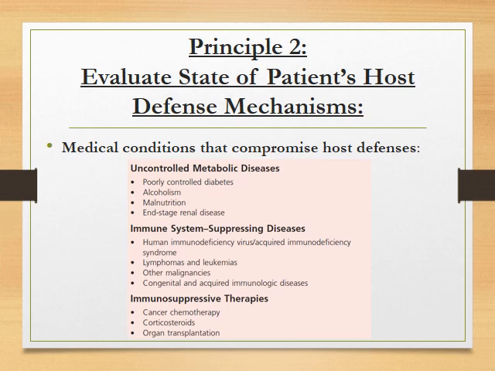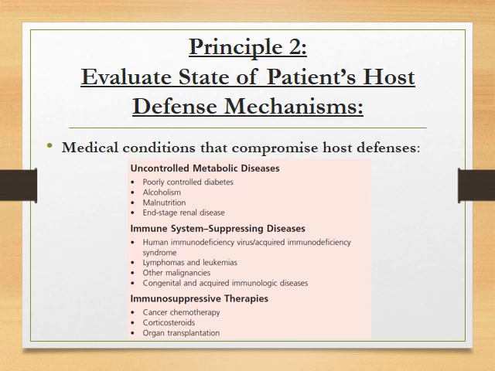So to manage their infection more effectively, it is important to be able to identify those immunocompromised patients and how to deal with them. What are the medical conditions that can cause compromisation of host defense? First, uncontrolled metabolic diseases like what? Like poorly controlled diabetes, alcoholism with malnutrition, or end-stage renal diseases. These diseases will cause a decrease in the function of leukocytes, including decreased chemotaxis, phagocytosis, and bacterial killing.